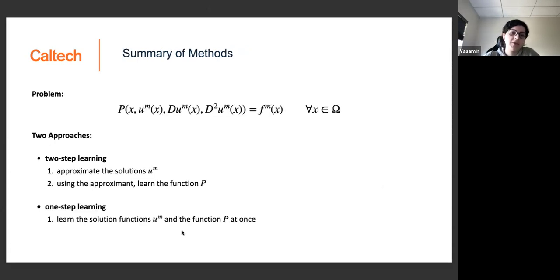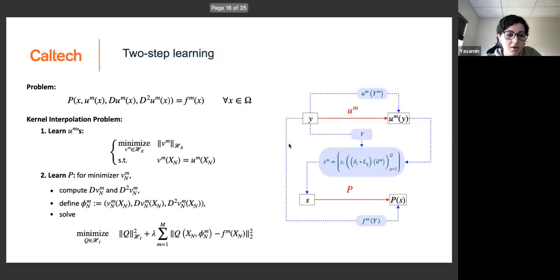Okay, so what we did was that we proposed two methods to solve our problem of approximating this P and these UMs in the continuum. The first approach, which is the more naive approach, is what we call the two-step learning. In that, we first approximate the solutions UM, and then using the approximant of the first step, we learn P. So we first learn the U, then learn the P. And the second approach that we call one-step learning tries to learn the U and P at once.